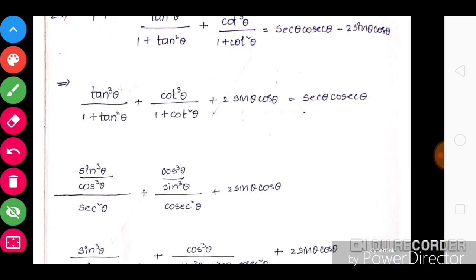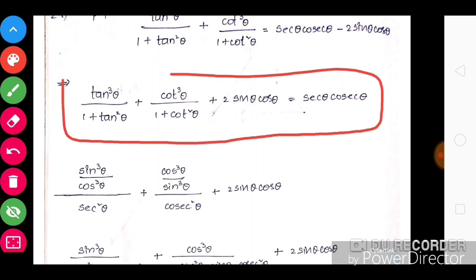This is a very important question. Actually, we have to prove tan cube theta by 1 plus tan square theta, plus cot cube theta by 1 plus cot square theta, is equal to sec theta cosec theta minus 2 sin theta cos theta. But what I will do is take this minus 2 sin theta cos theta to this side, and prove it like this.